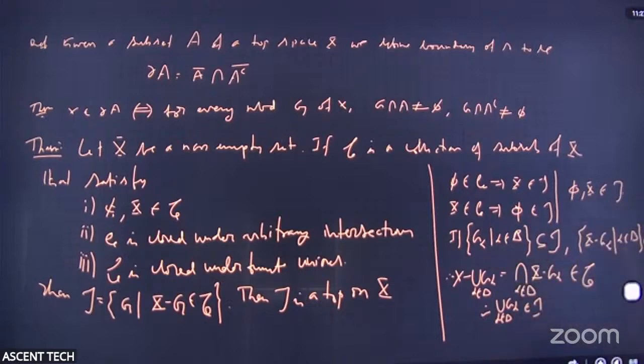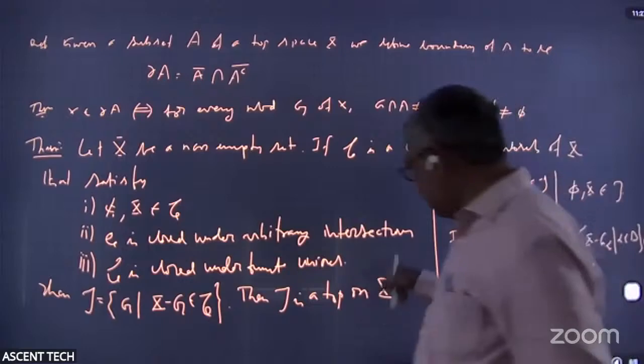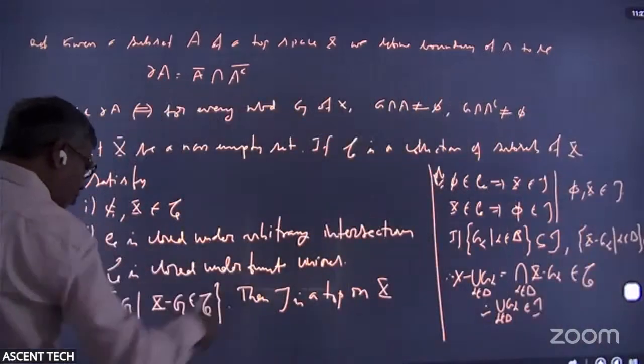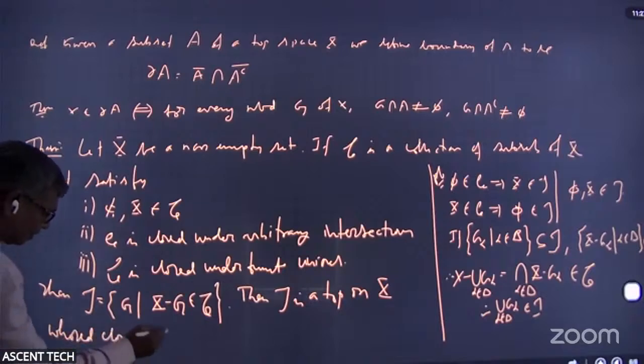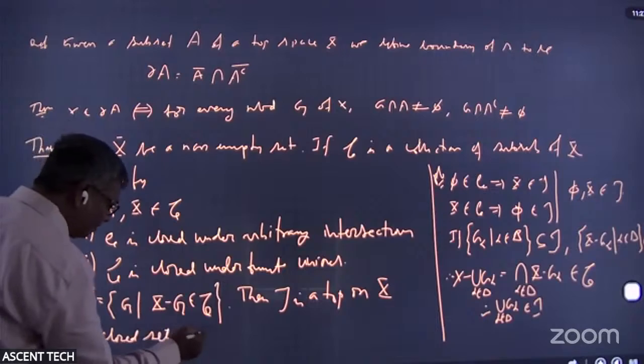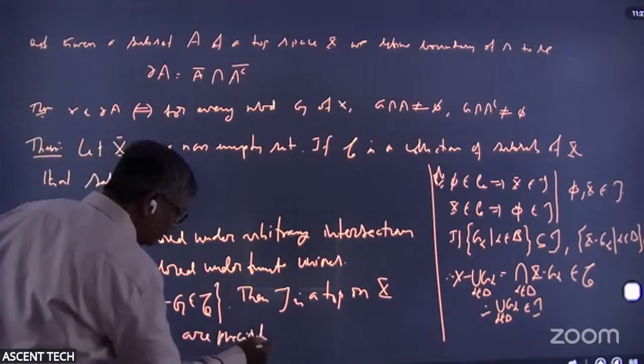So you see that T is closed under arbitrary union. You can prove that T is closed under finite intersections. Okay, here is the proof going on. So I'll complete this sentence: T is a topology on X whose closed sets are precisely the members of C.